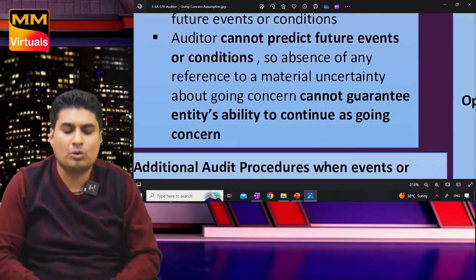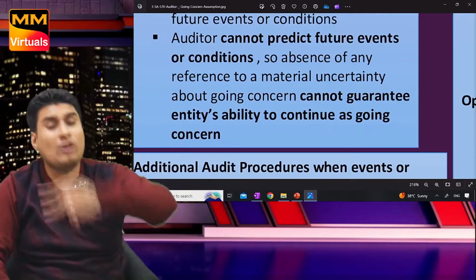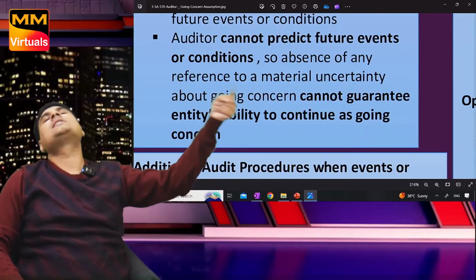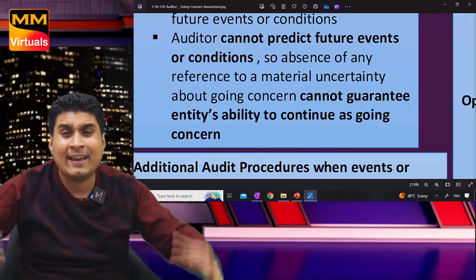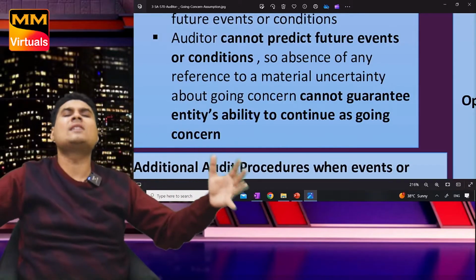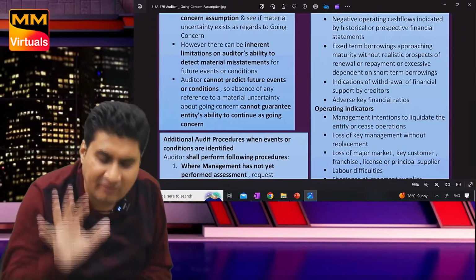An auditor cannot predict future conditions. So the absence of anything about going concern cannot be a guarantee that going concern is valid. As of now, it's valid, but anything can happen. There is an inherent limitation in going concern because the future is in no one's hands. Are you clear? Okay. So tell me, when can doubt come?